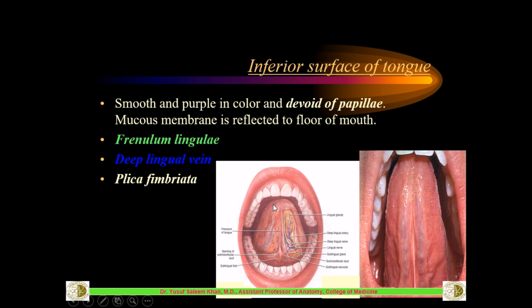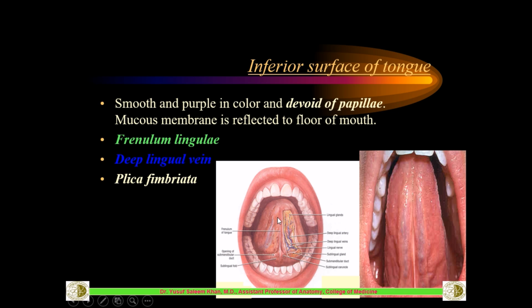Coming to the inferior surface of the tongue. What we were discussing was the dorsal surface. Now we are talking about the ventral surface, the inferior surface of the tongue. This is smooth and purple in color, and again this is also devoid of papillae. You should remember, even the inferior or ventral surface is devoid of the papillae. It is covered by mucous membrane and is reflected to the floor of the oral cavity or the mouth. So it is in direct contact with the floor of the oral cavity.